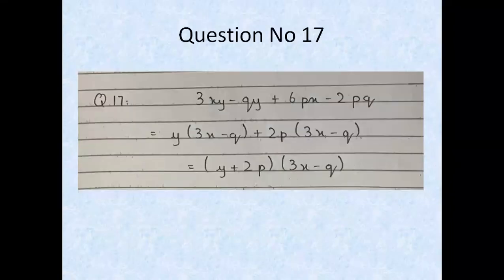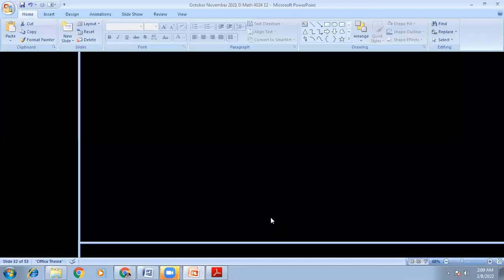So from the first 2 terms, you can take y common. So you will have left with 3x minus q. From the last 2 terms, you can take 2p common. So you will have 3x minus q. This bracket is common in both the terms, so I can take it common. So from here, I will have y. From here, I have 2p. The bracket y plus 2p, bracket close, bracket start, 3x minus q, bracket close. This is how you will factorize this.